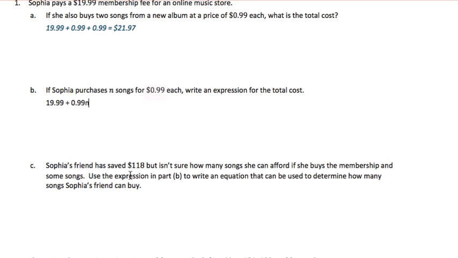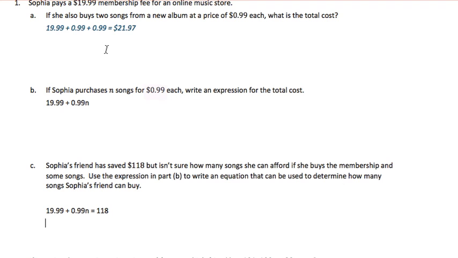Now, Sophia's friend has saved $118, but isn't sure how many songs she can afford if she buys the membership and some songs. So we're going to use the expression in Part B to write an equation that can be used to determine how many songs Sophia's friend can buy. So what we have is the membership fee plus 99 cents per song, and we're going to set it equal to $118 because once we solve, we'll be able to see how many songs Sophia's friend can buy.